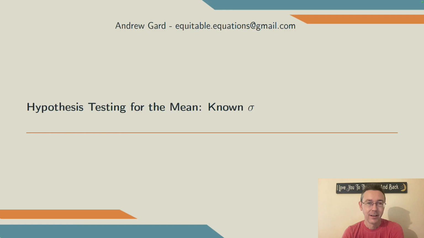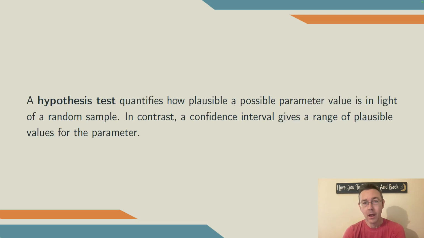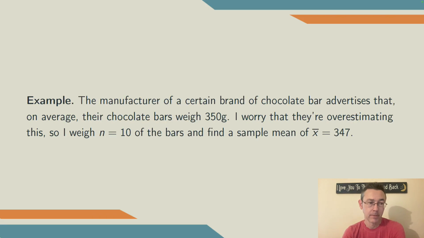Hey everybody. Today we're getting started with hypothesis testing for the mean, specifically in the situation when the population standard deviation sigma is known to us. A hypothesis test quantifies how plausible a single possible parameter value is in light of a random sample. In contrast, a confidence interval uses a random sample to give a range of plausible values for that parameter. Basically, a hypothesis test is useful when there's one possible parameter value of interest.